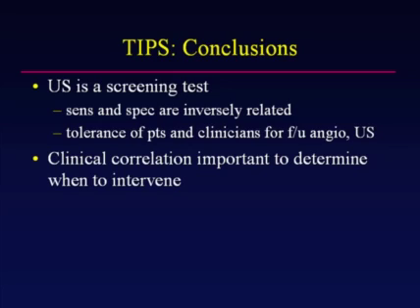But you should remember that ultrasound is a screening test, and the sensitivity and specificity are inversely related. And so if every patient that you refer with a possible TIPS stenosis is demonstrated to have a TIPS stenosis on angiography, you are likely missing some cases. So you are going to, and you should in fact, have some false positive examinations. And how you titrate exactly when you refer a patient to a follow-up angiogram really depends on the tolerance of your patients and the clinicians for these false positive studies. So it is very important to do some clinical correlation to know when to intervene.